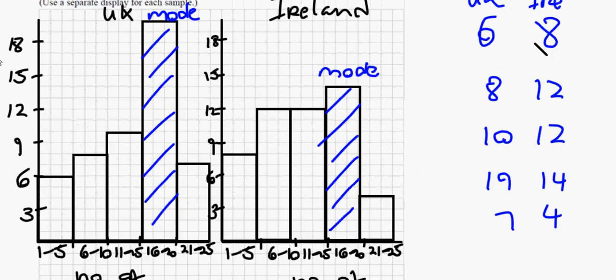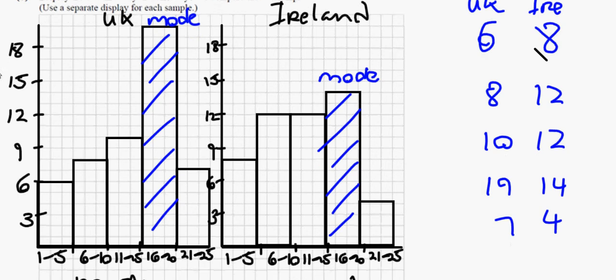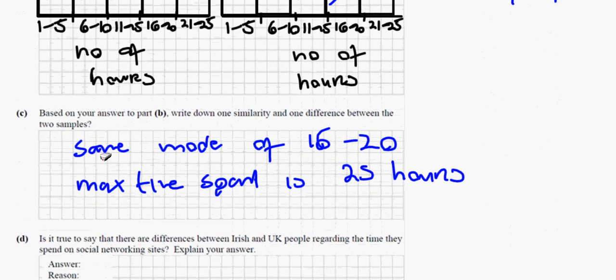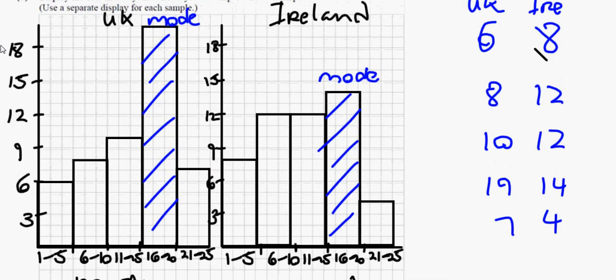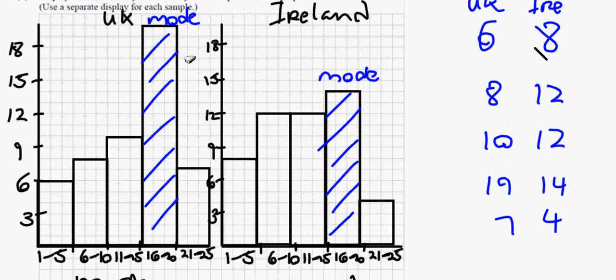Now, if we need a difference, the difference can be anything that you find is different from both samples. So you can say, in comparative mode, more people in the UK spend between 16 and 20 hours than they do in Ireland. So 19 people in the UK.